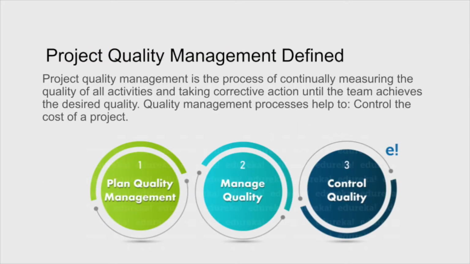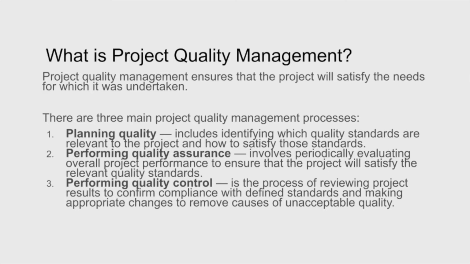First, we need to define project quality management. Project quality management is the process of continually measuring the quality of all activities and taking corrective actions at that point in time until the team achieves the desired level of quality. Besides quality itself, quality management processes help control the cost of a project, which is critically important. So project quality management really ensures that the project will satisfy the needs of the end user, the needs of the producer, the needs of the manufacturer. Whatever the needs are of all the stakeholders, they will be met.